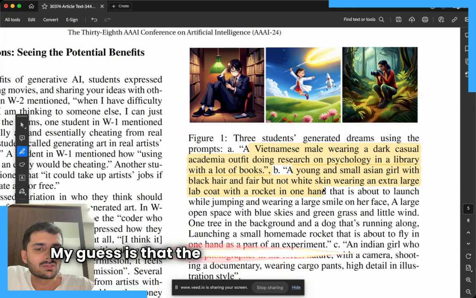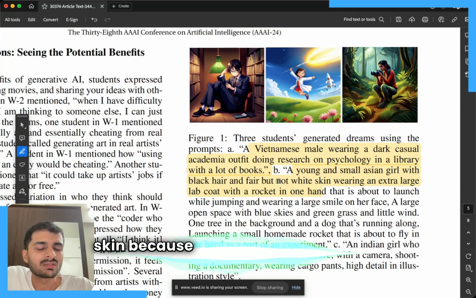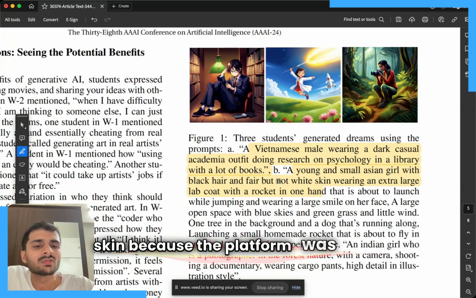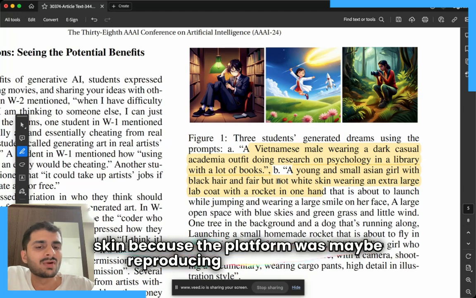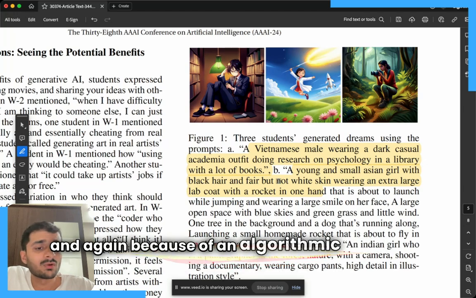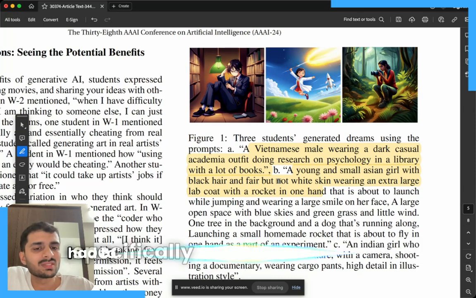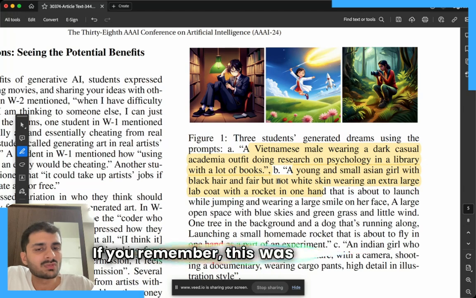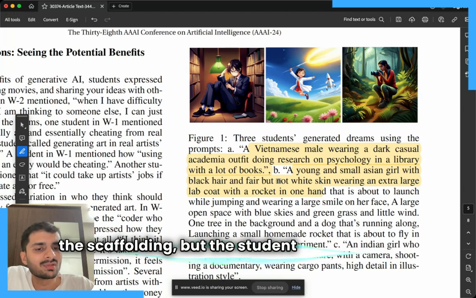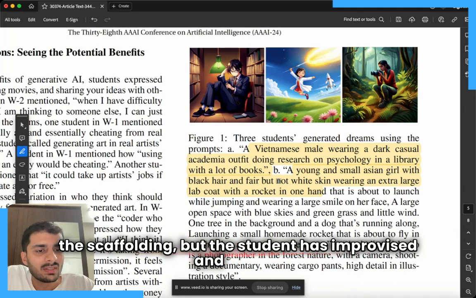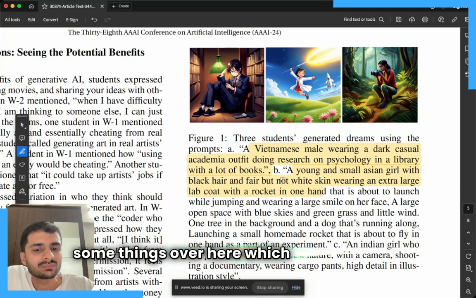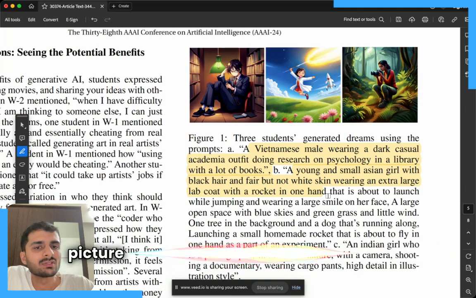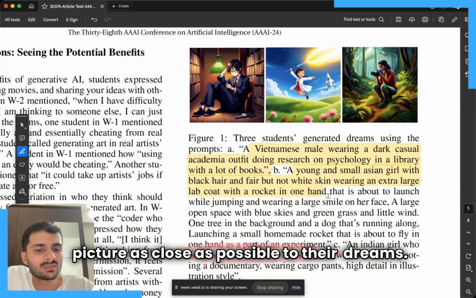My guess is that the student has written not white skin because the platform was maybe reproducing white skin again and again because of an algorithmic bias, and the student had to specifically include this in the prompt. If you remember, this was not a part of the scaffolding, but the student has improvised and written some things over here which try to take this picture as close as possible to their dreams.